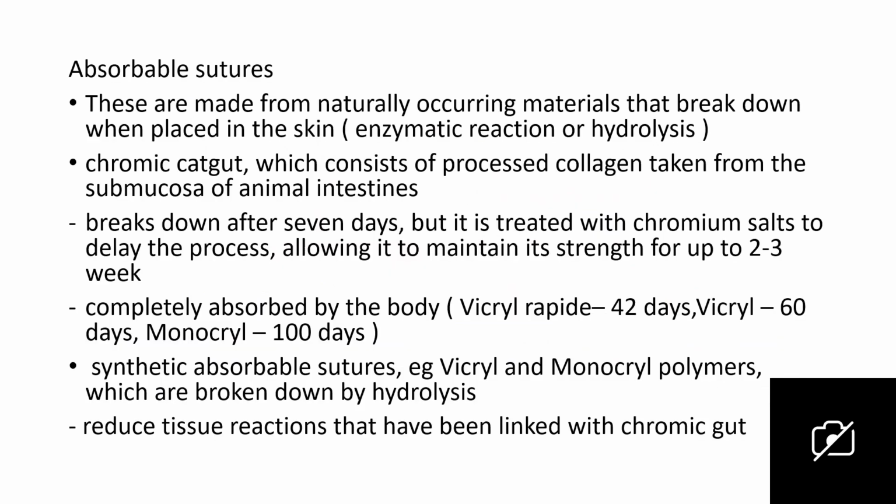Absorbable sutures are made from naturally occurring materials that break down when placed in the skin. Enzymatic reaction or hydrolysis in the body brings about their absorption. Chromic catgut consists of processed collagen taken from the submucosa of animal intestines. Okay, that is catgut. It's very misleading when you talk of catgut because people think it's from the gut of the cat. No, it's from the cow or the sheep.